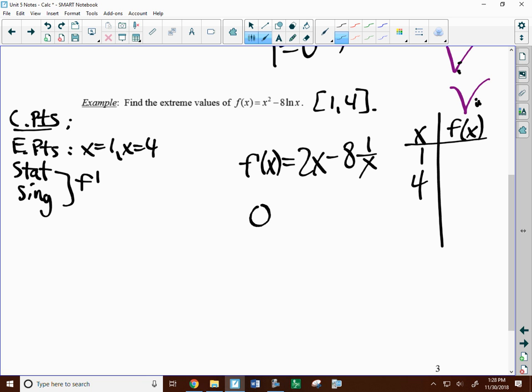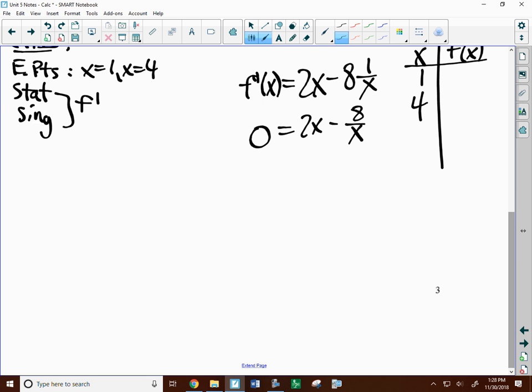And go from there. So I'm going to make it 8 over x. That's all right, I had to do that originally. 8 over x. So f prime there. Okay, so I'm going to solve this. I did the derivative, set it equal to 0. I'm solving.